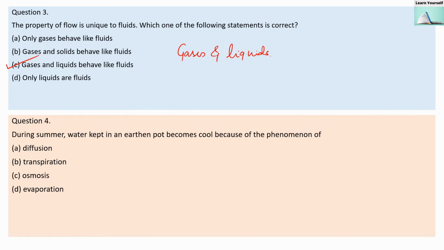Question number 4. During summer, water kept in an earthen pot becomes cool because of the phenomenon of. Now, we know that in an earthen pot there are minute holes. So water will come out of them, and because of the heat, that water will evaporate. When that water evaporates, it will absorb the heat of the surroundings, so it will keep the surroundings cool. In turn, the earthen pot and the water remaining in it will stay cool. So here the evaporation phenomenon is happening, and the evaporation of water coming out of the minute holes keeps the earthen pot cool.